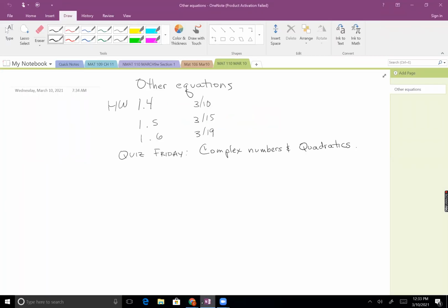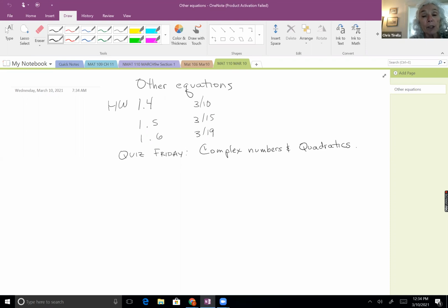Today we're going to look at a few other types of equations. This chapter 1 deals with solving equations and inequalities. We started with first degree linear equations. Then we introduced word problems, and then the concept of complex numbers. In the last two classes, we spent time solving quadratic equations, looking at different ways of solving those second degree equations. And we realized that's what we really need complex numbers for, to be able to solve any second degree equation.